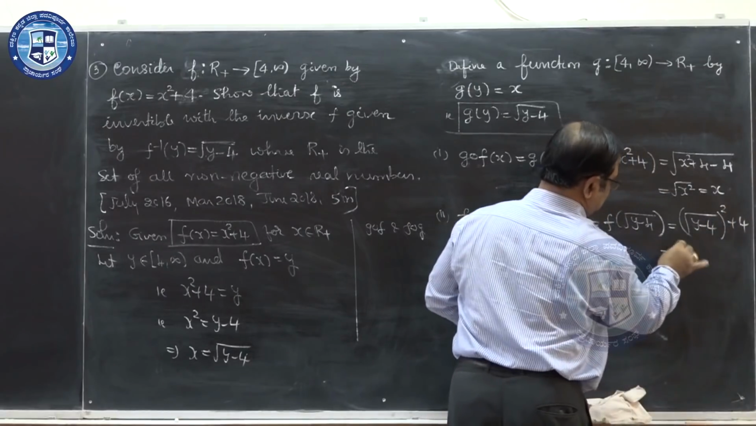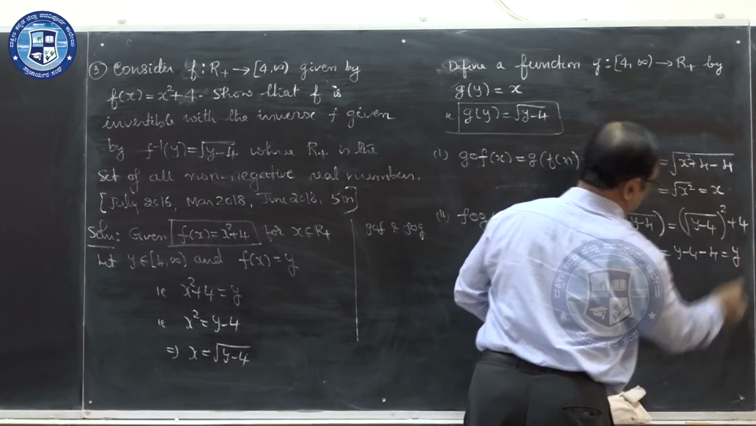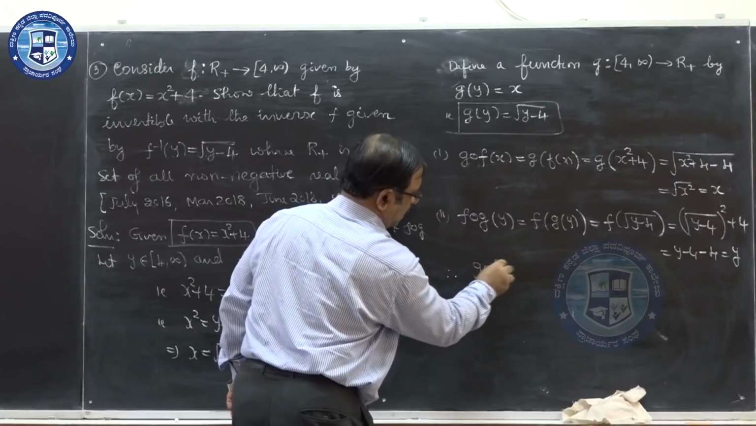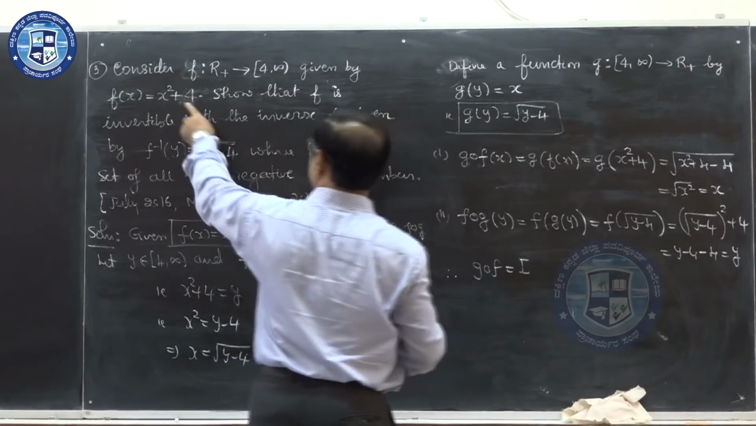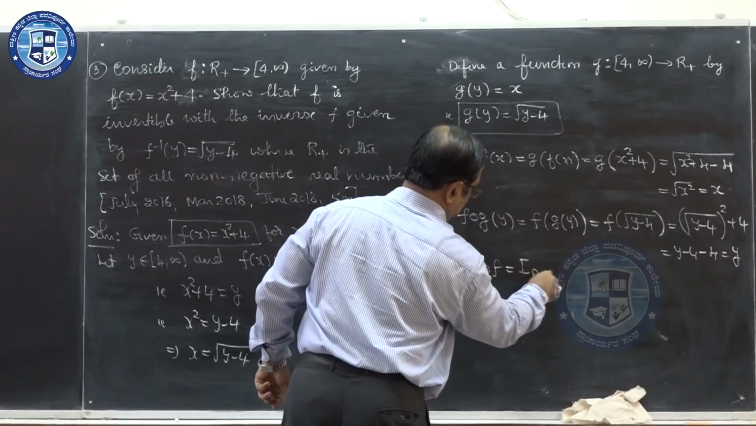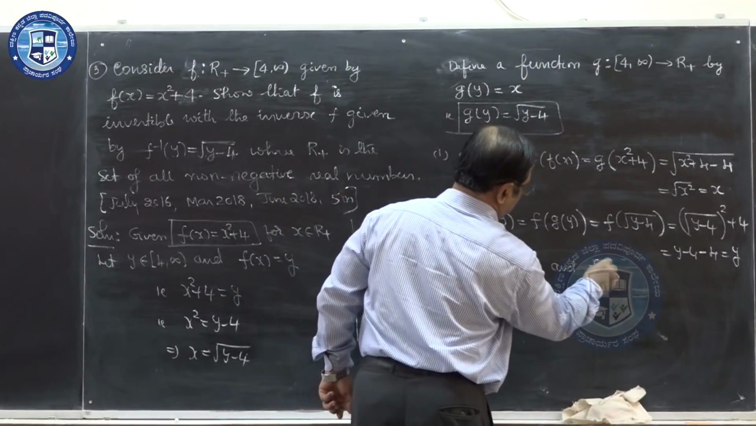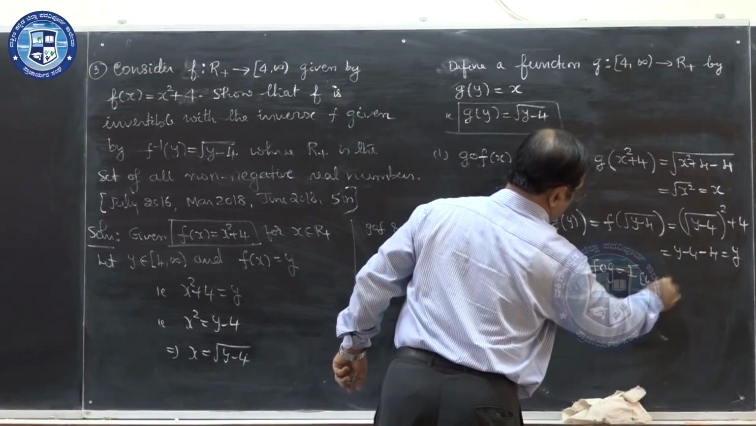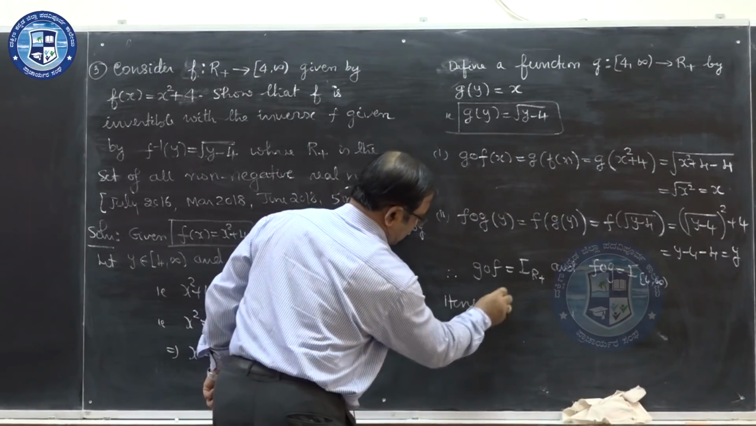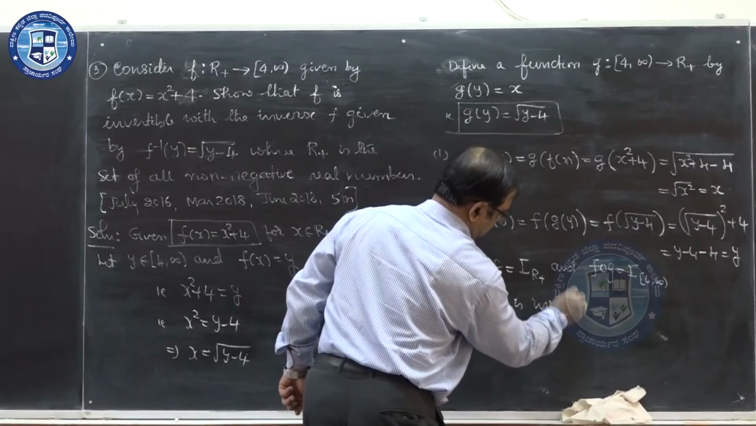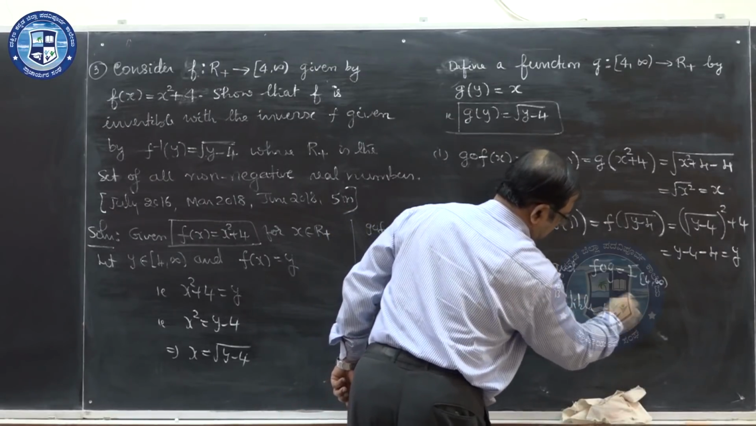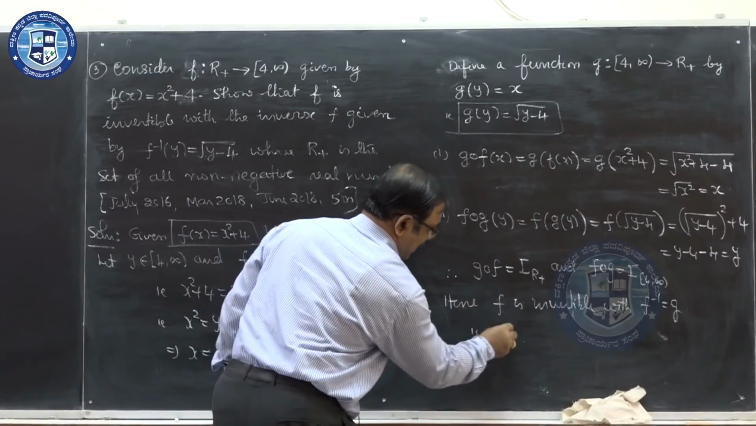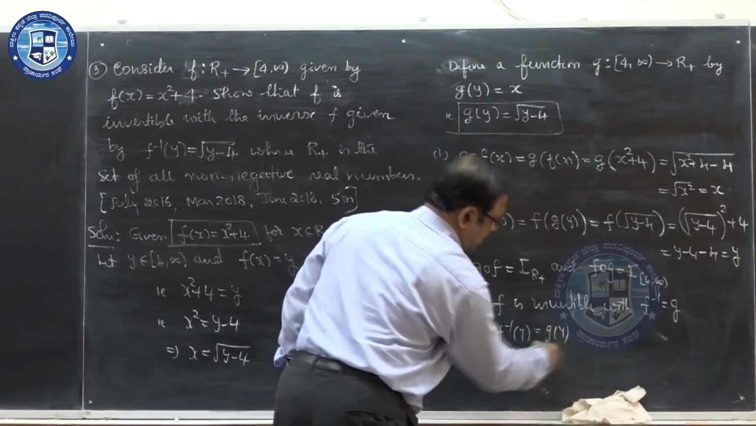Plus 4. This is y minus 4 plus 4, which is y. Therefore, g composite f is equal to I, defined from R plus, and f composite g is equal to I, defined on [4, infinity). Hence f is invertible with f inverse equal to g. That is, f inverse of y equals g of y.